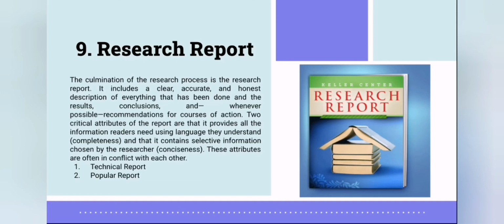Two critical attributes of reports are that it provides all the information readers need using language they understand, the completeness, and it contains selective information chosen by the researcher, or the conciseness. Now, these attributes are often in conflict with one another. There are actually two types of reports that are being produced, and these are grounded on the two approaches that can be taken to ensure that this conflict is not a problem.